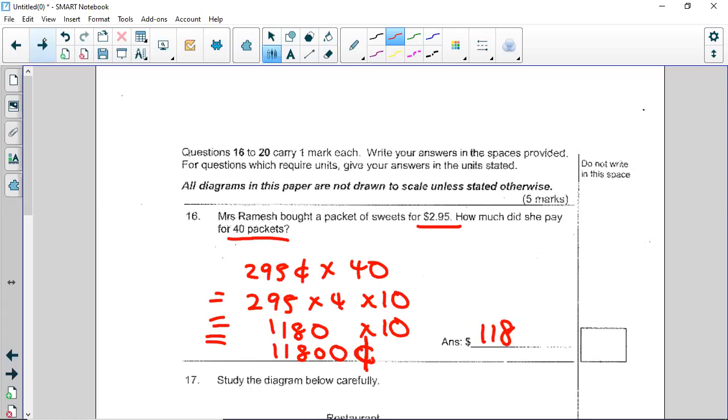Okay, got it? By the way, how do you get the 11,800 cents? I need to be a bit more clear. Now, just cover the zeros. Just look at 118 times 1, you get 118. There are 2 zeros behind, just add 2 zeros behind. That'll be easier. So just take 118 times 1, get the answer, and then put 2 zeros behind. Understand? Okay, let's go to the next one, question 17.